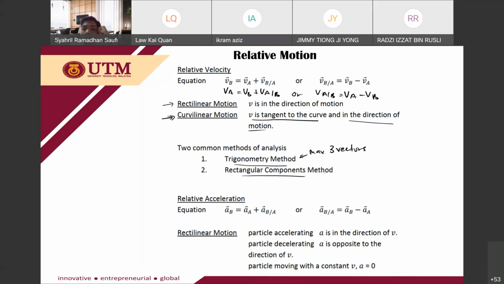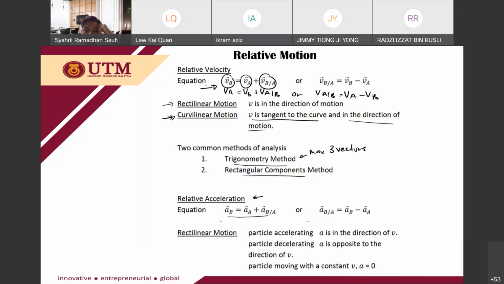If you notice here, in this equation of velocity, you have VB, you have VA, you have VB stroke A, which is three vectors. So that means you can use trigonometry or the rectangular component method. It's up to you which method you prefer when doing the analysis. All right. This one is for relative velocity, and then we need to go for relative acceleration. If you notice, the form of the equation is the same, but we just change the symbol into acceleration.